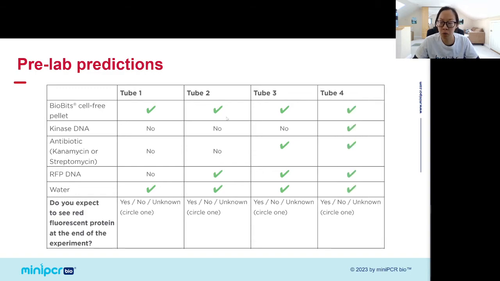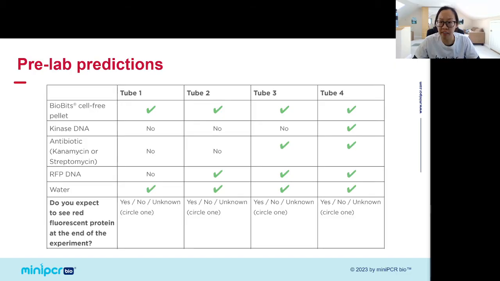And finally, in tube 4, we're going to add everything. We're going to add the RFP DNA, we're going to add one of the antibiotics, and we're going to add the antibiotic resistance gene. And since we don't know which antibiotic the antibiotic resistance gene confers resistance to, we don't know if we're going to see RFP, right? So this is something we can't really answer until the end.